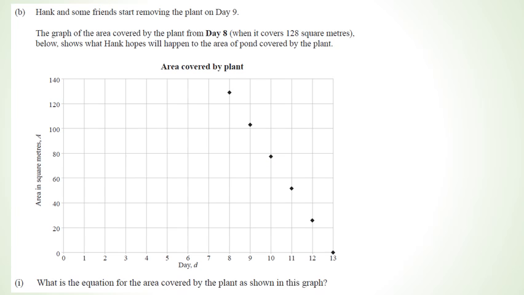Okay, so for this question here, right at the bottom there, it's asking what is the equation for the area covered by the plant as shown in the graph. So if you have a graphics calculator, then you know that you only need 2 points to actually create an equation. The first point is the key one, this one here, when it says from day 8 when it covers 128 meters squared. So here we can put this as 8, 128. And you need to choose another point. Now, looking at all these other points here, you're not really sure where they're going to be, except for this one here when it's at 0. So this one here, we can put it as 13 and 0.